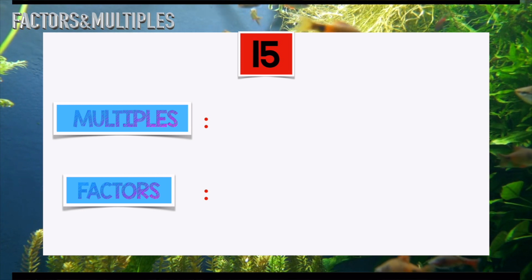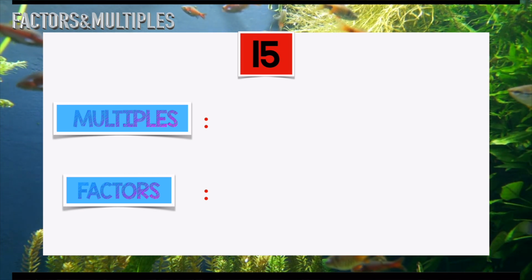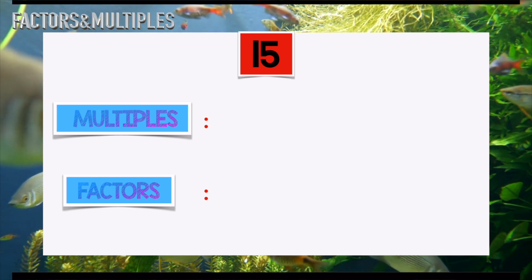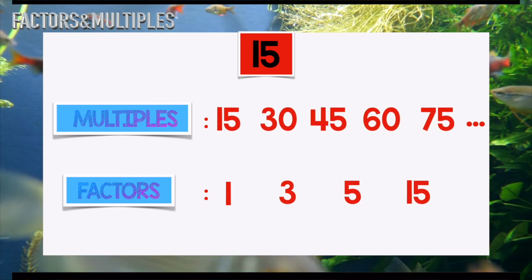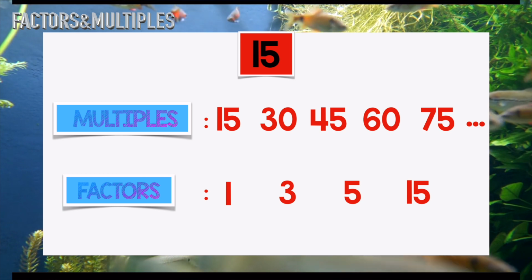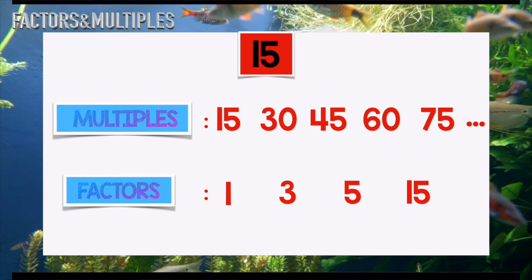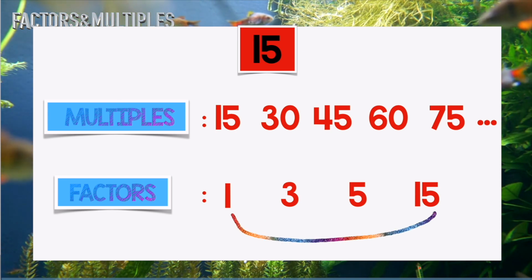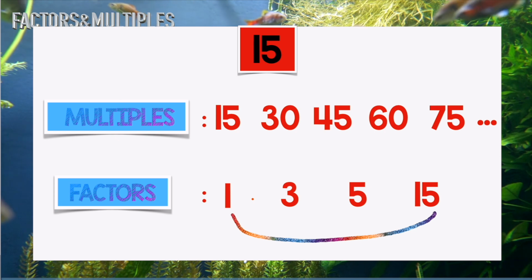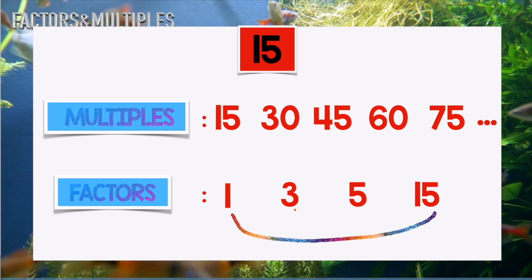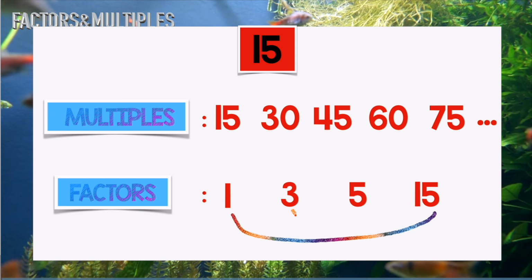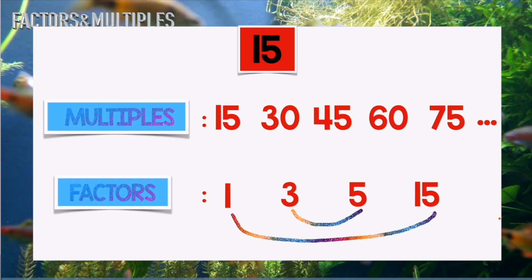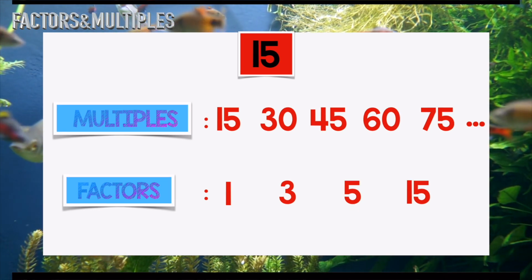15. Try and find the next 5 multiples of 15 and all its factors. Okay, so you should have 15, 30, 45, 60, 75, and it will continue from there. So the factors are 1 and 15. 1 times 15 is 15. 2 doesn't go into 15, so there won't be 2. So the next number we try is 3, and 3 times 5 is 15. And the only number in between is 4, and 4 doesn't go into 15, so we know we've got all the factors.